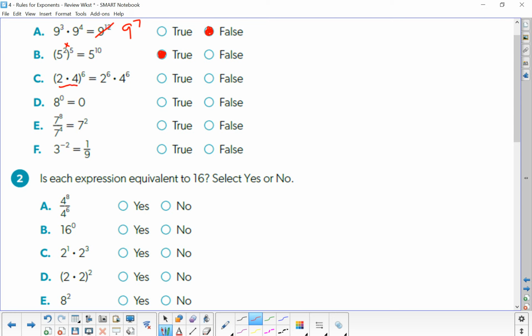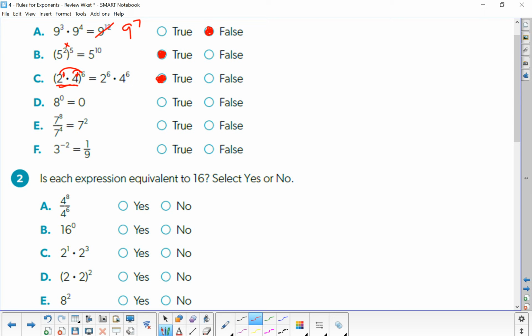Now here, these are not like bases, but I can distribute an exponent throughout my factors. So this one is true. This one has an invisible power of 1. So 2 to the 6th times 4 to the 6th. Now there's no shortcut for this though. You cannot simplify this and get 8 to the 12th. You cannot do that.